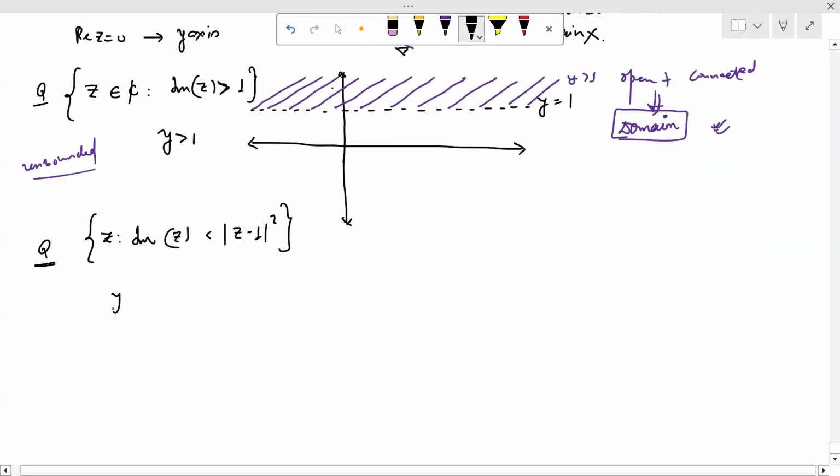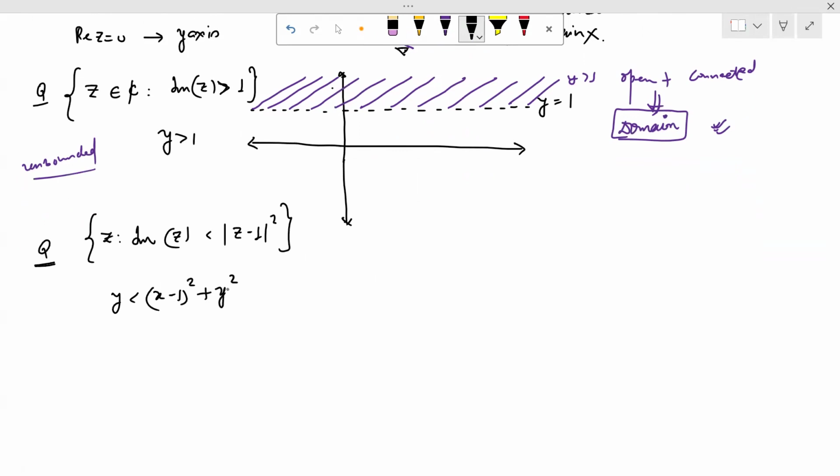So what do we mean if I say imaginary part is less than this? It means (x minus 1) whole square plus y square. Okay, what is z minus 1? If you write z equals x plus iota y, then clearly z minus 1 would be simply x minus 1 plus iota y. And if I take a modulus and then square it up, then this will give me this.